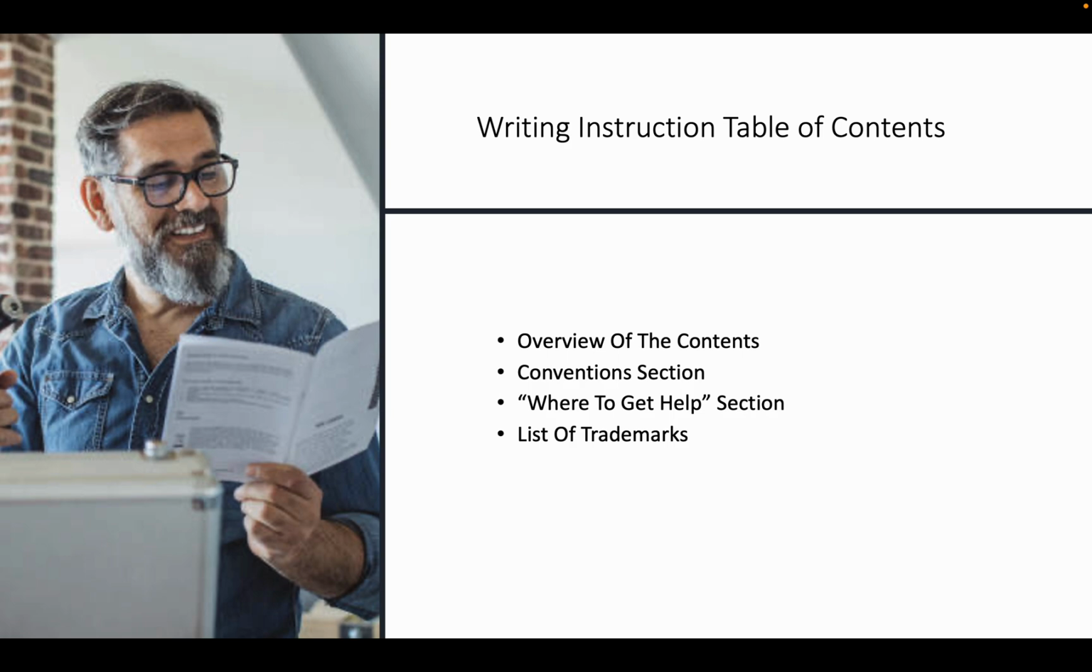And then a lot of times if instructions have a lot of information in them, there's a table of contents. This is going to go over sort of what's in the instructions, convention sections, this is going to be like, what tools do you need, or what is it assuming that you know to complete this, where to get help section. A lot of times this is like, here's how you call customer service if you have questions. And then a list of trademarks, or maybe even a glossary of terms, or maybe even a legend that defines certain symbols or images.